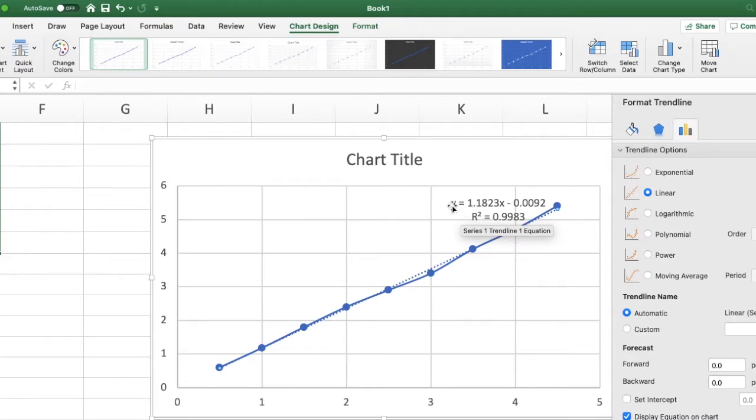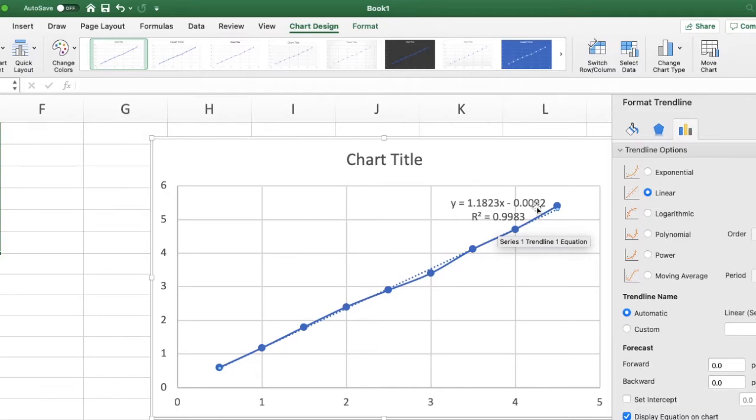Then over here, we have the equation of a straight line, y equals ax plus b, where the slope is none other but 1.1823, and the y-intercept of that straight line is none other but -0.0092. So as we can see, that method over here actually enabled us to determine the y-intercept, the slope, and the correlation coefficient of that straight line. However, we are still missing the error on slope and the error on the y-intercept.